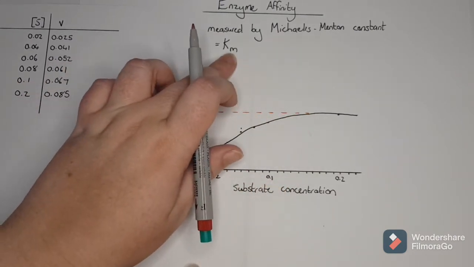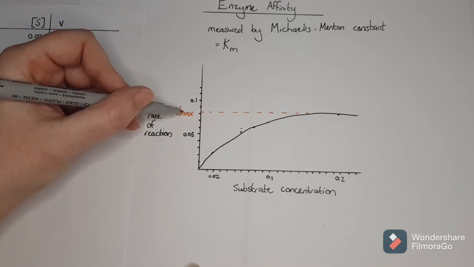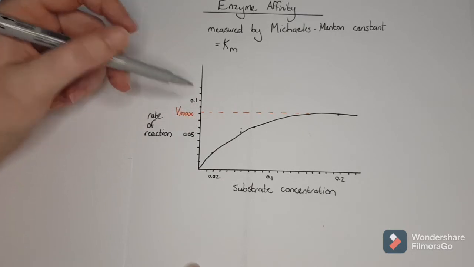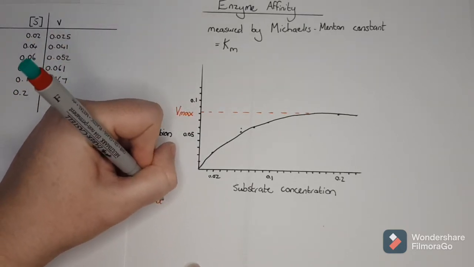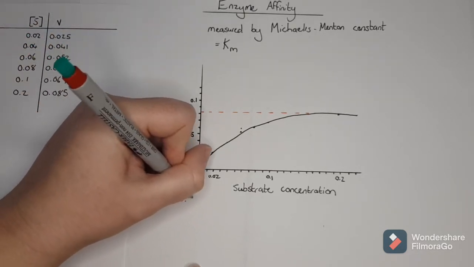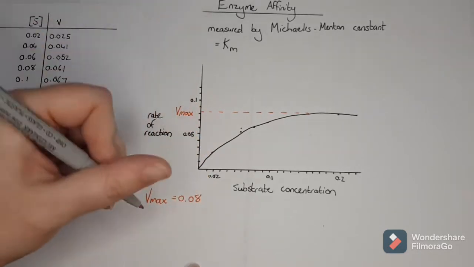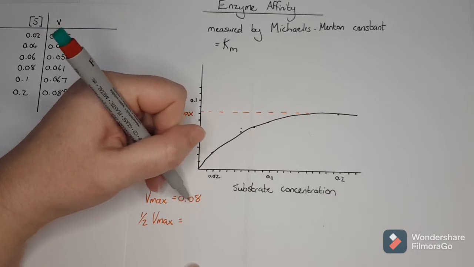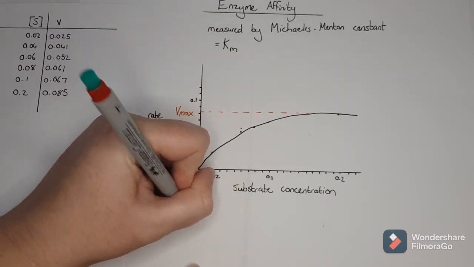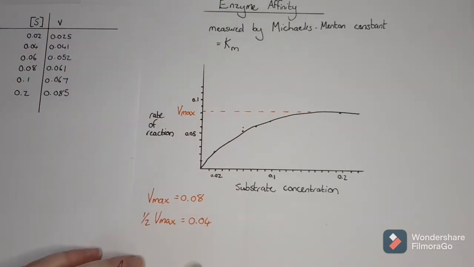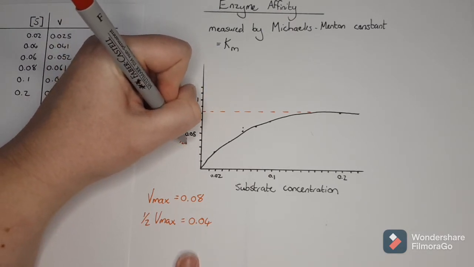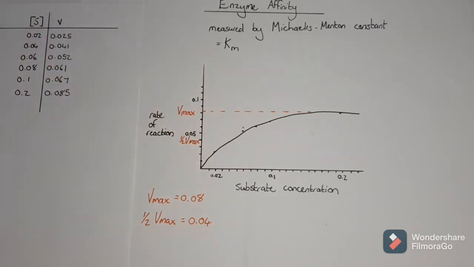And in order to find the Km, we can take this Vmax value and find half of Vmax. So if I read off here, I can see that my Vmax is approximately 0.08. So half of Vmax is this divided by 2, and that divided by 2 is going to be 0.04. So now I can find 0.04 on my y-axis, and I can say this is the half Vmax over there.